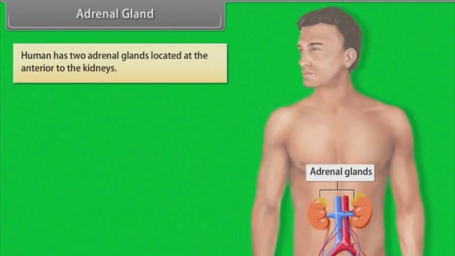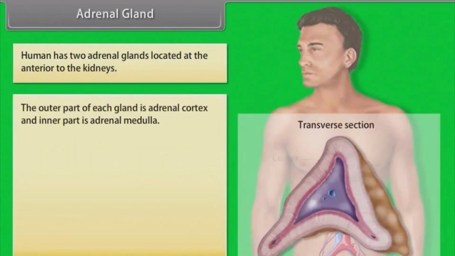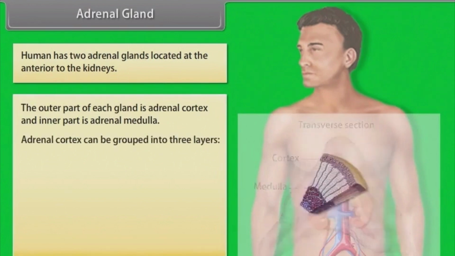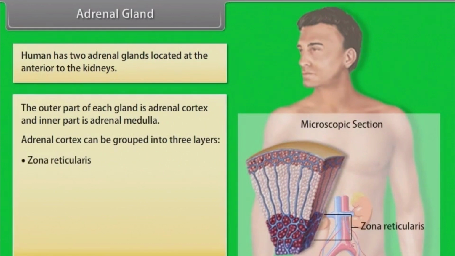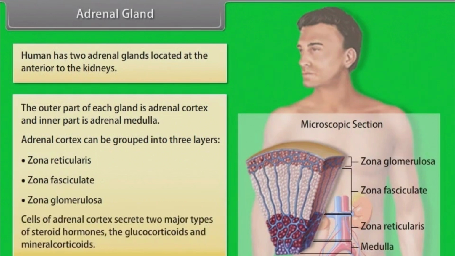Adrenal gland. Humans have two adrenal glands located anterior to the kidneys. The outer part of each gland is the adrenal cortex and the inner part is the adrenal medulla. Adrenal cortex can be grouped into three layers: zona reticularis, zona fasciculata, zona glomerulosa. Cells of the adrenal cortex secrete two major types of steroid hormones, the glucocorticoids and mineralocorticoids.